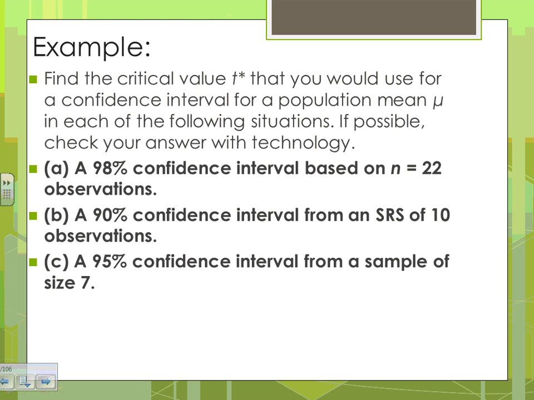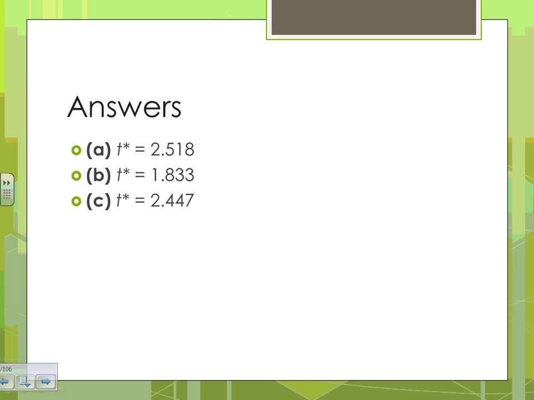So find the critical value t star that you would use for a confidence interval for a population mean mu in each of the following situations. If possible, check your answer with technology. I'm going to let you see if you can go find these, and you can put them in your calculator, or you can find them in the chart. And here is what they would be to 3 decimal accuracy.